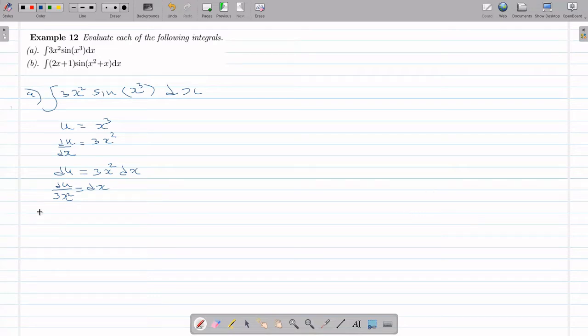Okay, now I plug in what I can. So this one I leave it here. I only plug in for the one I can directly substitute. This one, sine u. This x cube is u, so in the place of x cube, I use u. And in the place of dx, I use du over 3x squared. So this one should cancel out, because it's the derivative of that thing, it should cancel out. We get sine u.